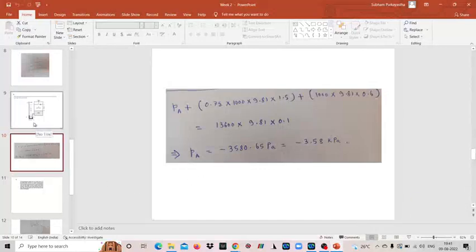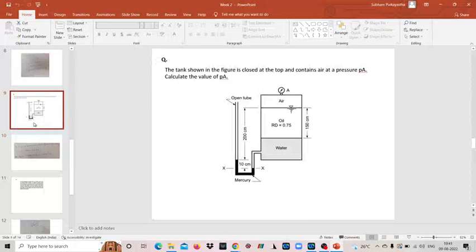And in the question, see, if you are sitting for any competitive exam, most of the times it will be mentioned whether you have to obtain PA in terms of gauge pressure or in terms of absolute pressure. It will be mentioned in the question. So you need to be very careful.